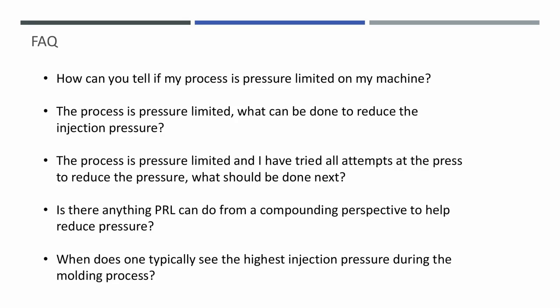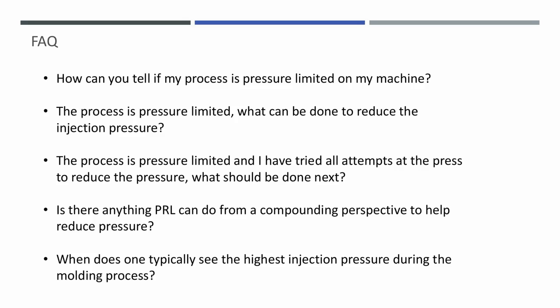How can you tell if my process is pressure limited on my machine? So if your peak injection pressure is exceeding or equal to the max injection pressure setting limit of the machine, that's how you know you're pressure limited.